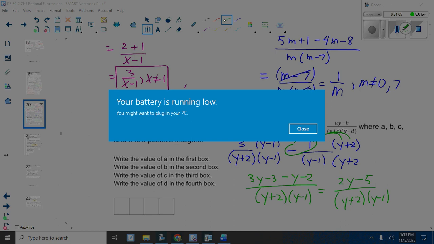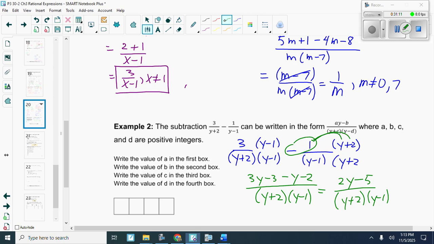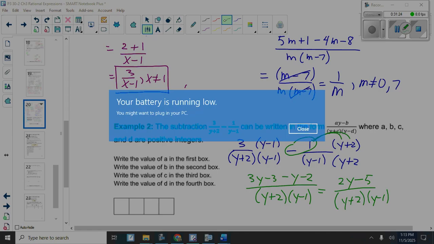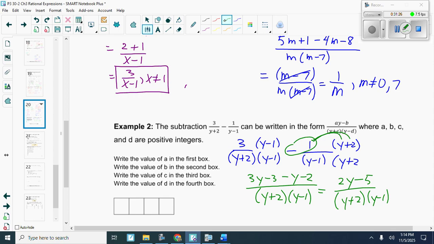Okay, I don't want to lose this. Let's get this plugged in for you guys. All right. My cord. There we go. Oh, I am plugged in. There we go. All right.